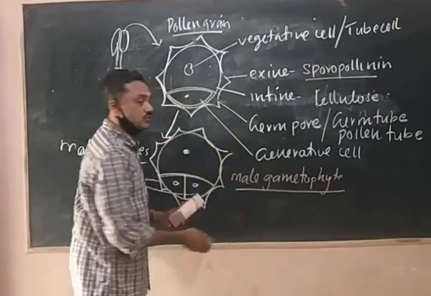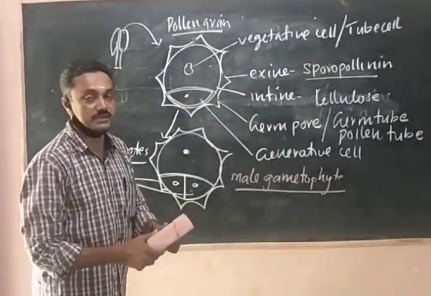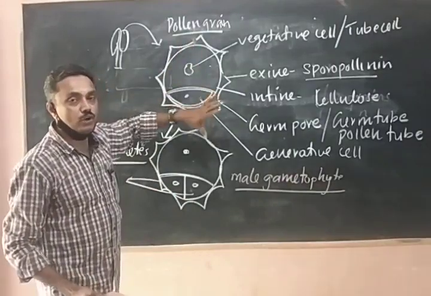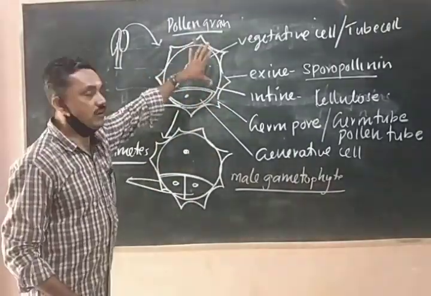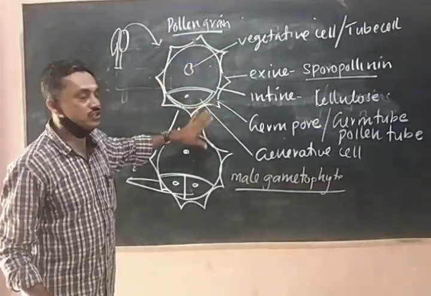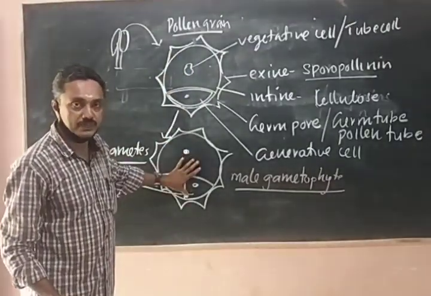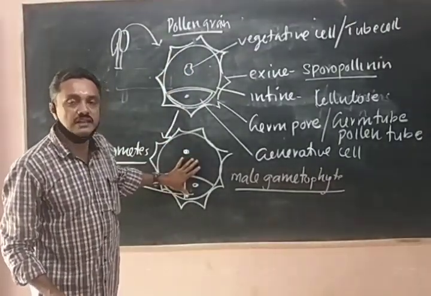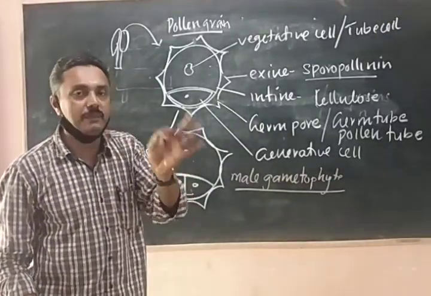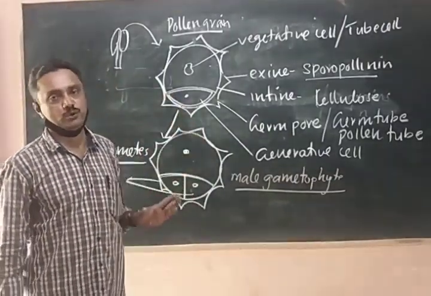So you remember, the diagrams are different. This diagram can usually be asked in examination, a question carrying 2.5 marks, with five labelings. So the difference is that this is the pollen grain and this is the male gametophyte. You saw the term gametophyte in the first year: a gamete-containing structure is called a gametophyte.